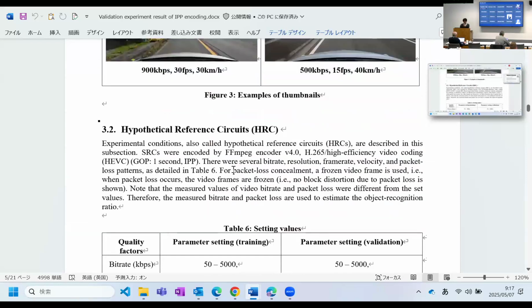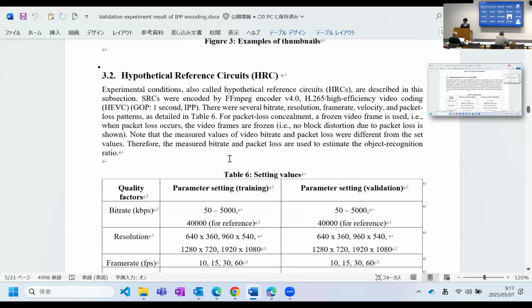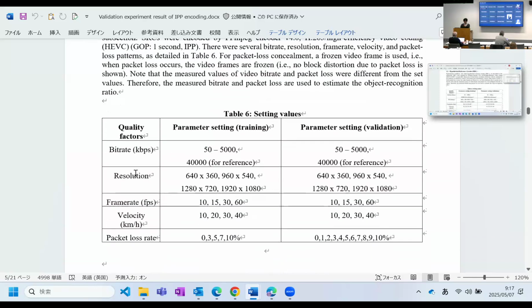We use the hypothetical reference circuit, HRC, as described in this section. Videos were encoded using the FFmpeg encoder with HEVC, and the GOP length is 1 second. Various bit rates, frame resolutions, frame rates, velocities and packet loss rates were tested. The details of these parameters are shown in table 6. We conducted the subjective experiment from these setting values.